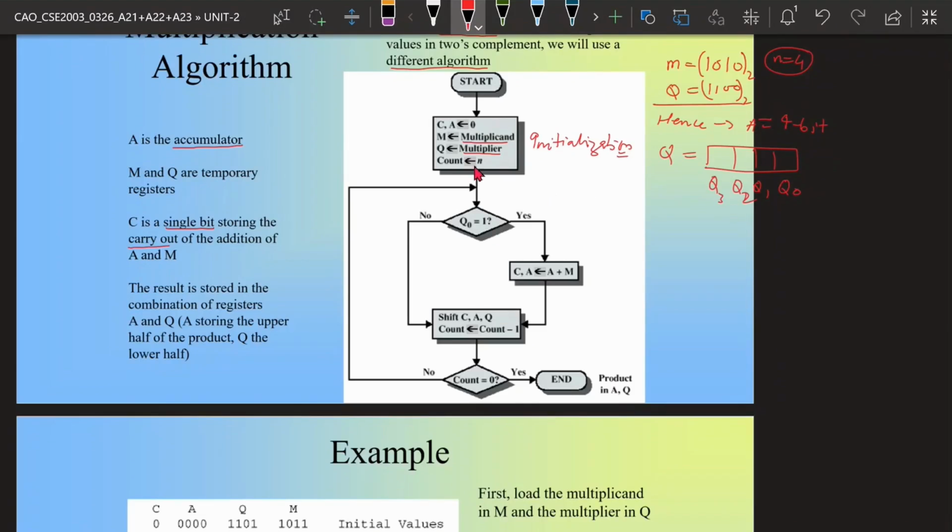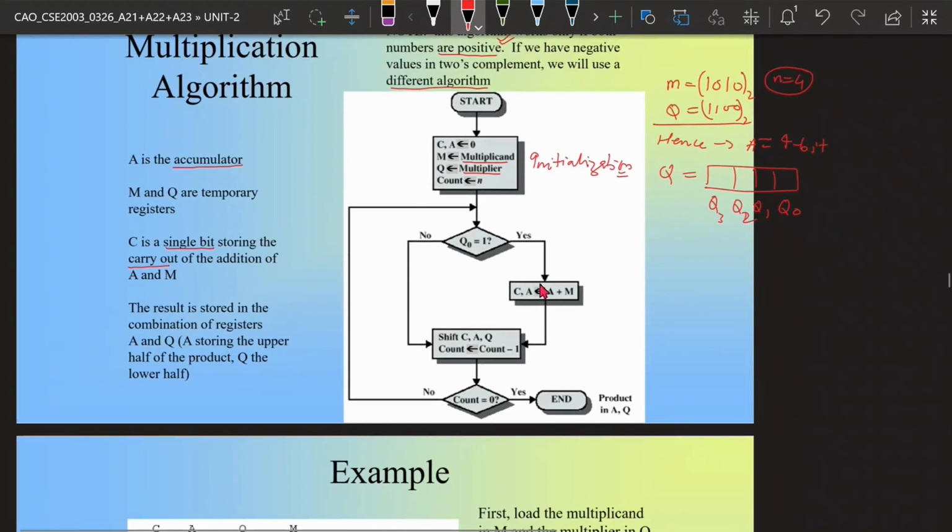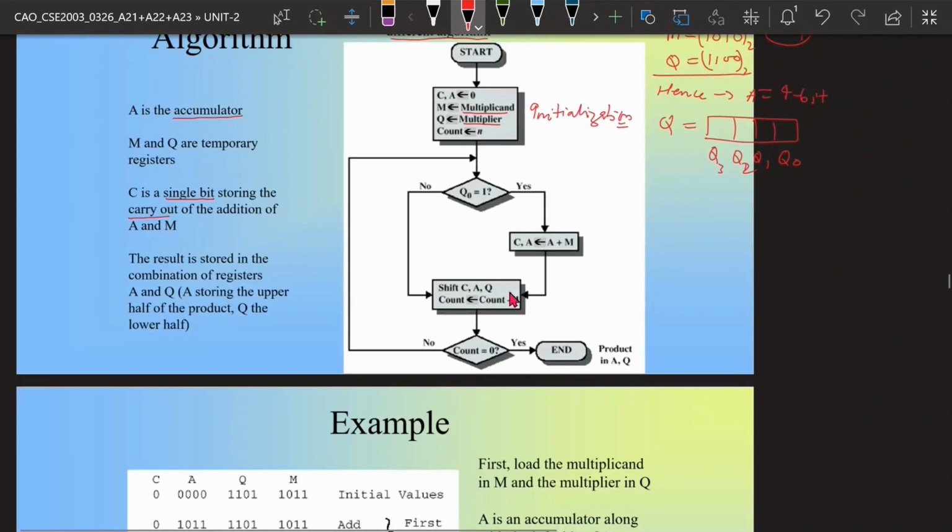that means we should be adding A and M. If it is satisfied, yes, then we add A plus M. A starts with 0, and M content is the multiplicand, so we add the multiplicand and the accumulator, and it will be stored into the accumulator A. At that time, this is the C. After adding, the result will be either 8-bit or there will be a carry. The carry will be stored into C. Then it should go to the next step.